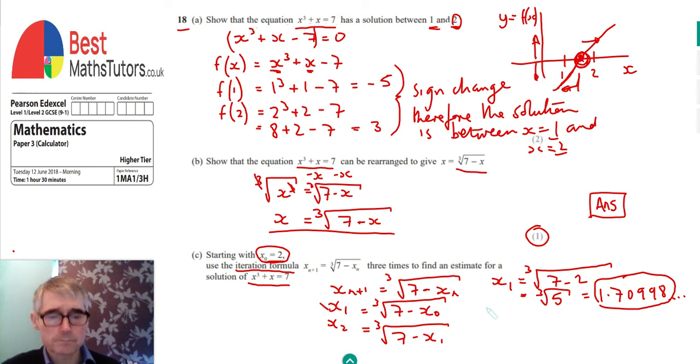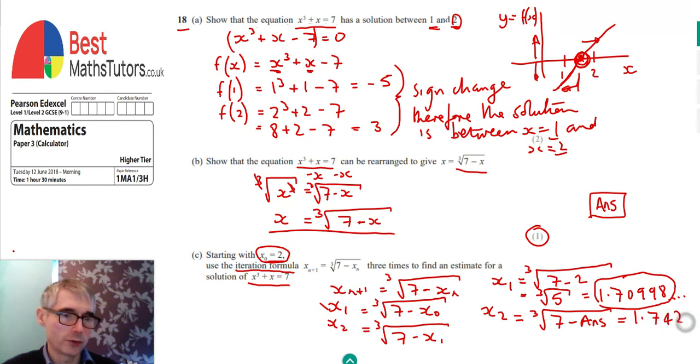So then what I would do is I'd find x2 by doing this. I would do the cube root of 7 minus, and if you save this number on your screen, then you just put in answer, and that'll give you a number which is going to be 1.742 with more decimal places after that.